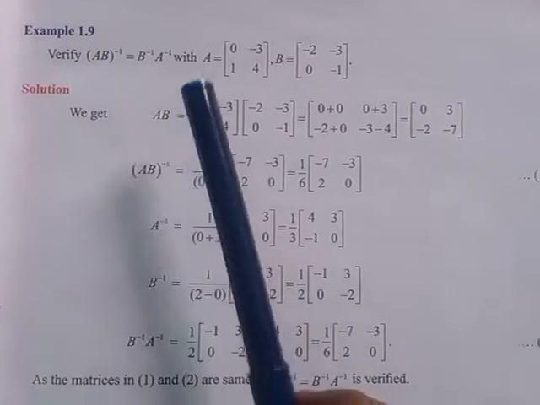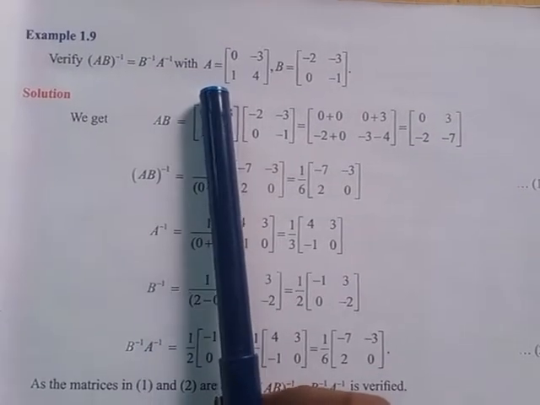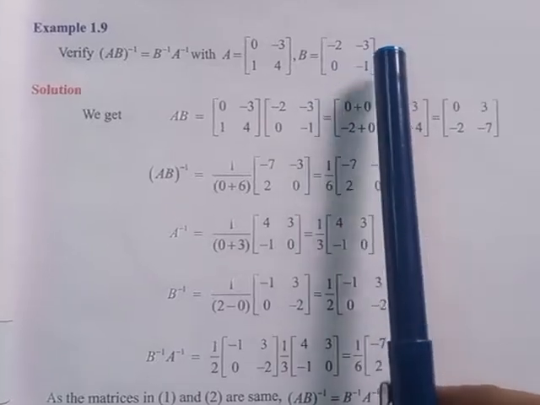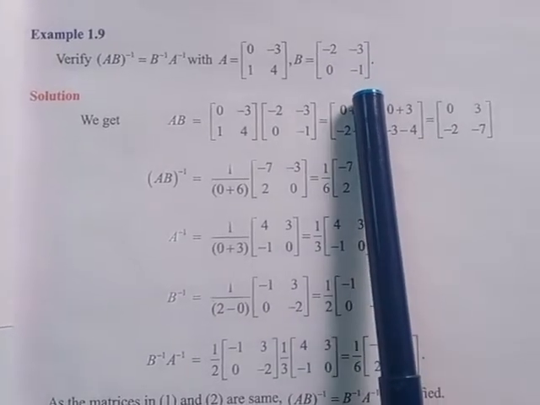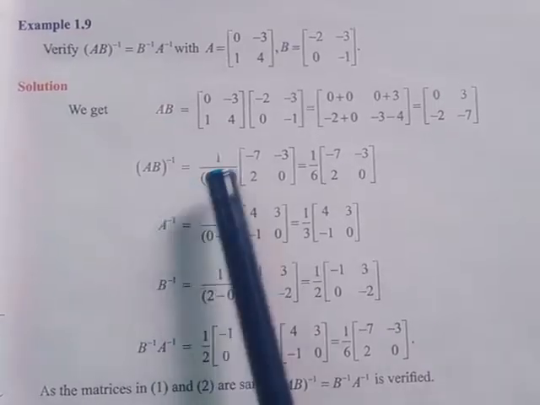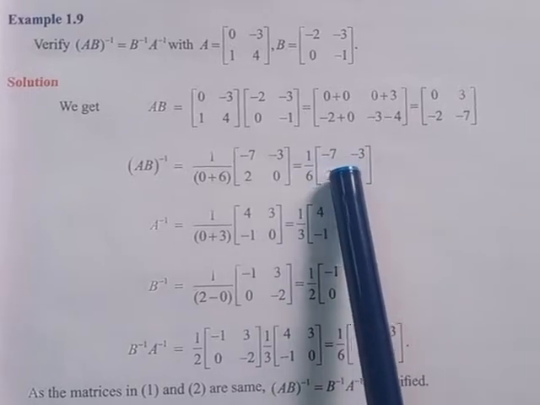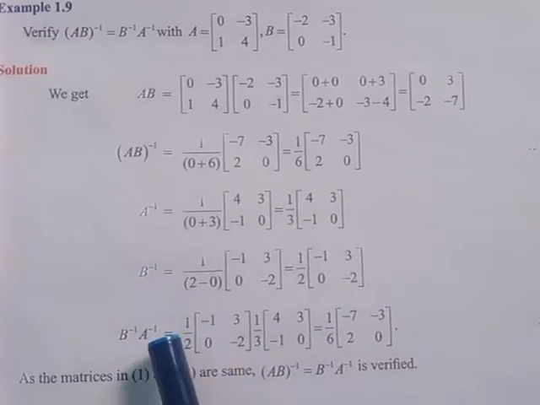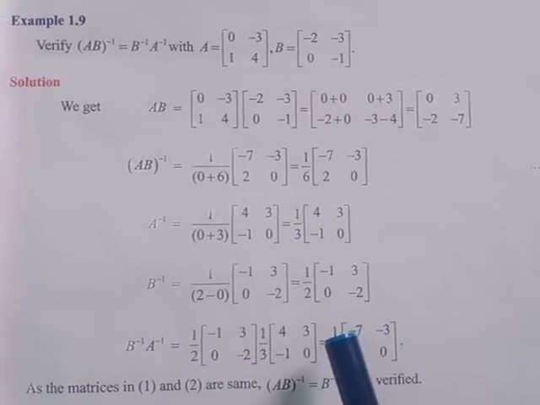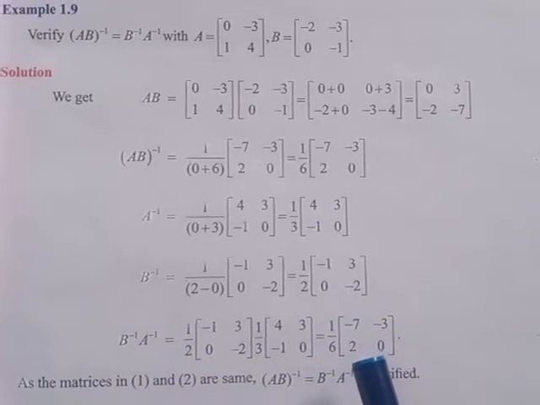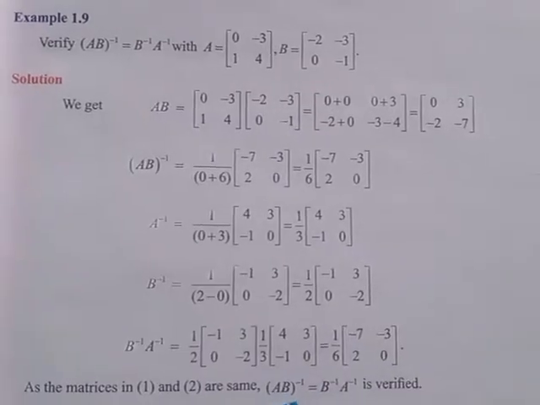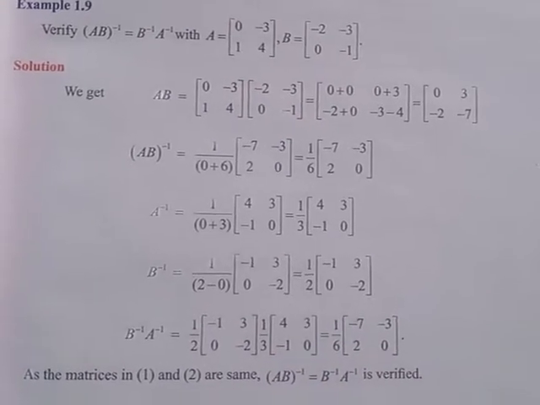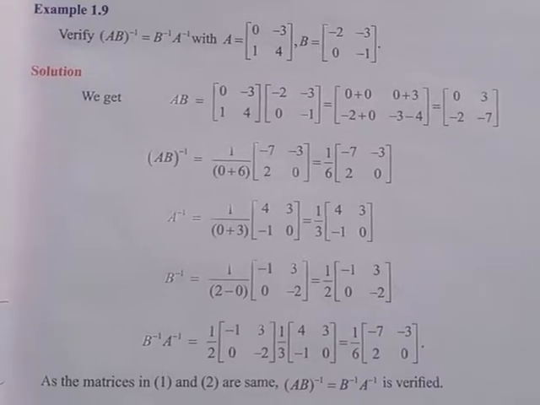(AB) inverse is equal to B inverse A inverse, with A equal to [0, -3; 1, 4] and B equal to [-2, -3; 0, -1]. (AB) inverse is 1/6 into [-7, -3; 2, 0]. The same answer for B inverse A inverse, that is also 1/6 into [-7, -3; 2, 0]. So we verified (AB) inverse is equal to B inverse A inverse. This is the assignment problem answer.